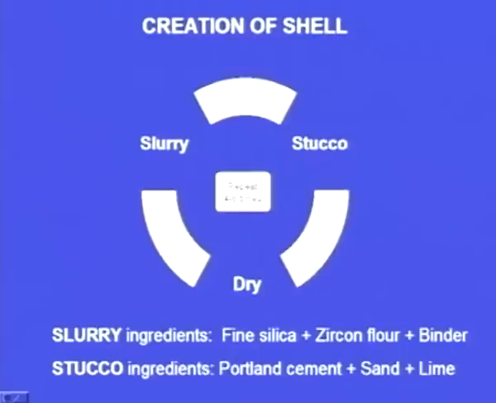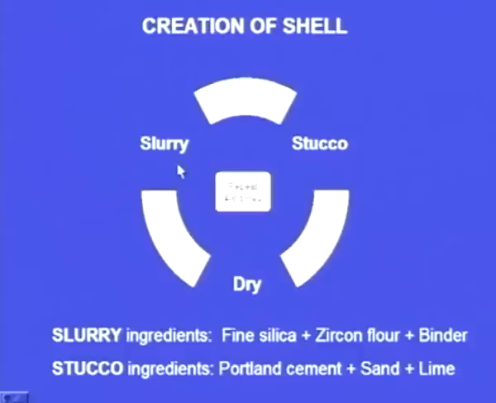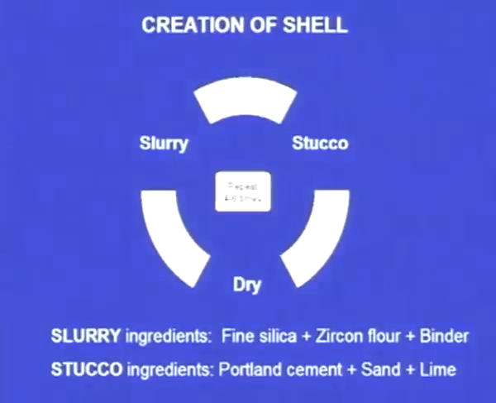Next one, creation of the shell. After we make the EPS pattern, and after the pattern, the riser, sprue and the gating system are all joined together, we have to create a shell. First, we have to give a slurry coating. This slurry is made up of fine silica plus zircon flour plus binder. So this slurry coating we have to give to the pattern assembly.